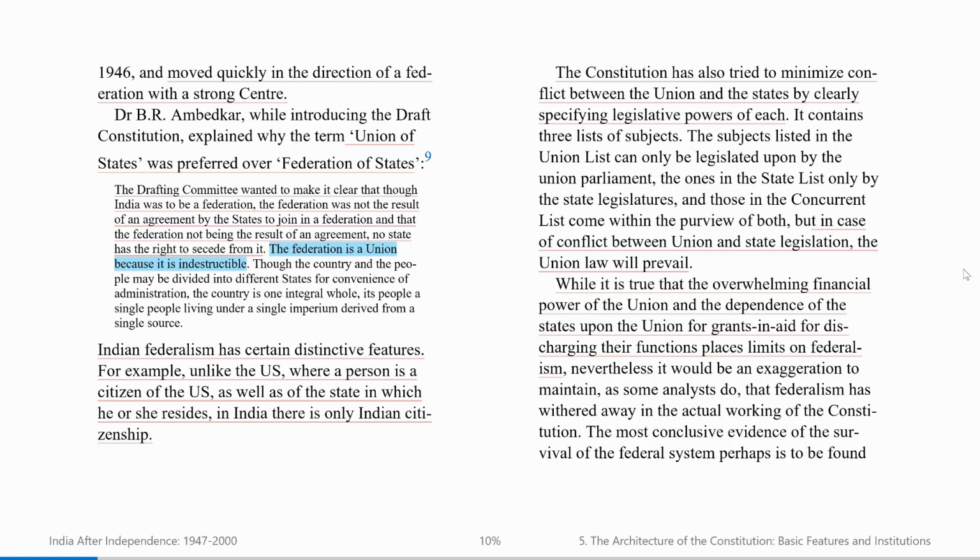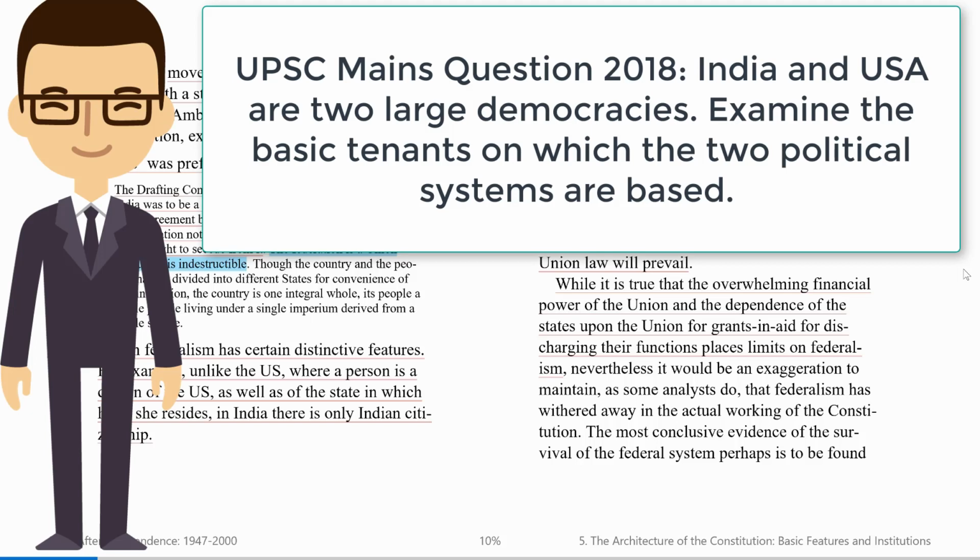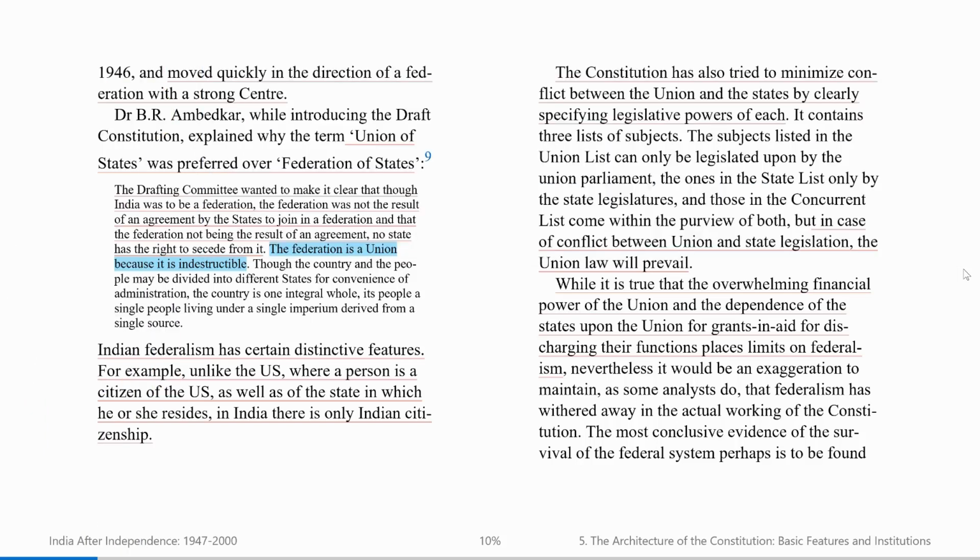Then the Constitution also tried to minimize the conflict between the union and the states by clearly listing the powers of each. There's a state list, there's a union list, and there is a concurrent list. And it's mentioned that in the concurrent list, in case there's a conflict between union and state legislation, the union law shall prevail.